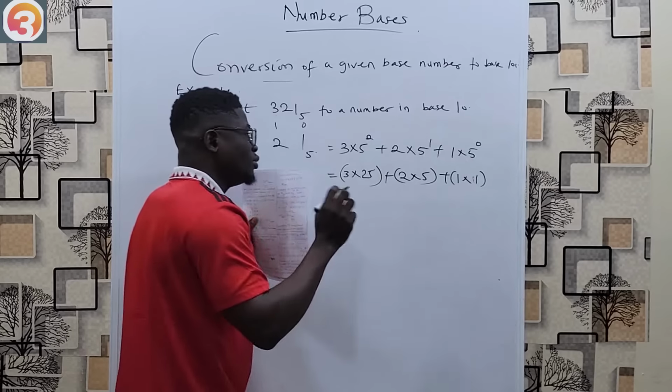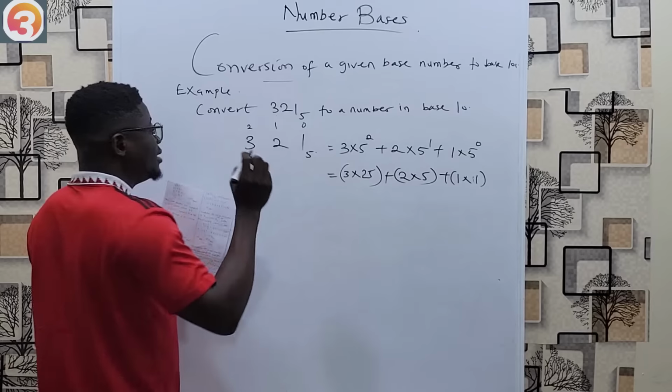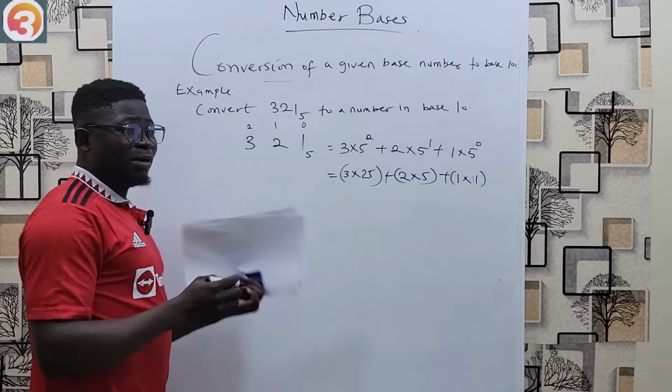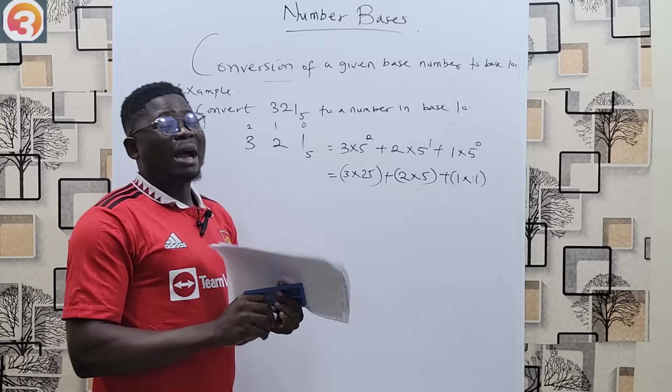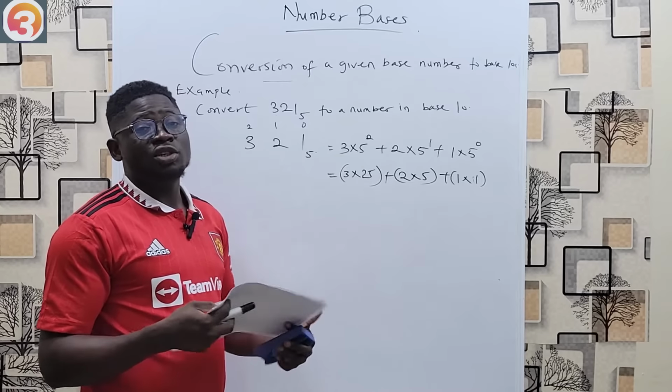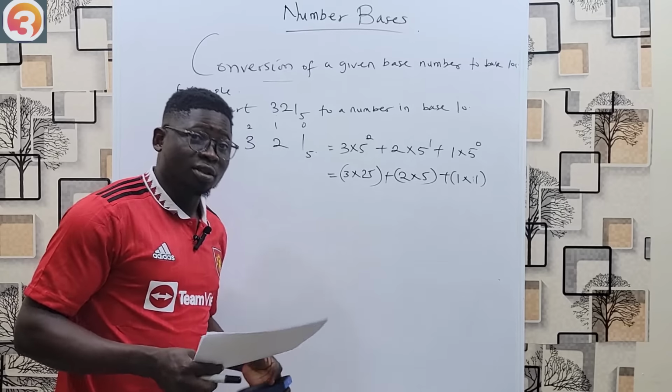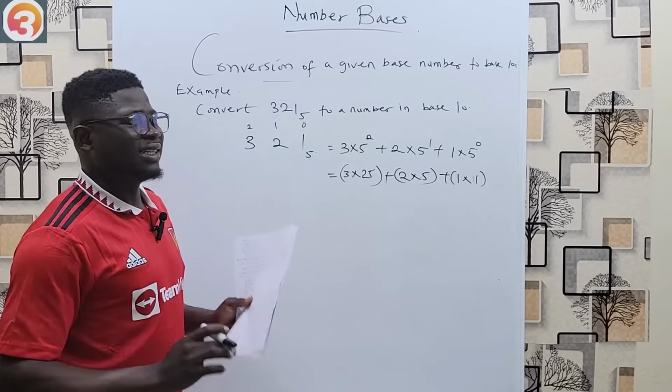So just know that anything raised to the power of 0, from indices, is what? Is 1. So 1 million, 1 billion, 1 trillion, if it is raised to the power of 0, it's also going to be what? 1. You must know that.